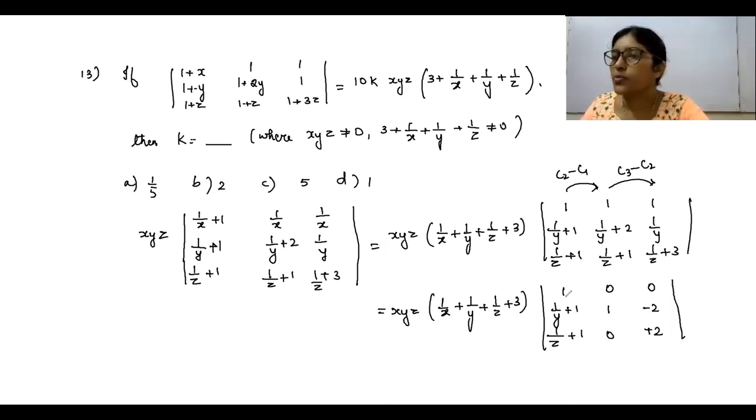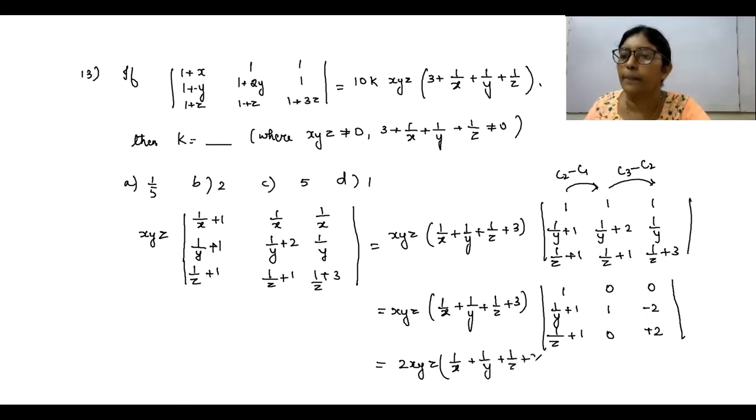So now let's expand it. It is 2xyz. So I have written that 2 ahead. And over here if we compare this, we see it is 10k. So 10k is equal to 2. That means k is 1 by 5.